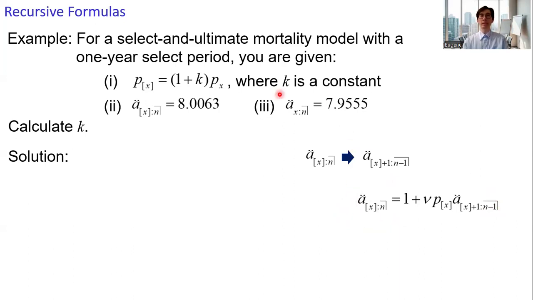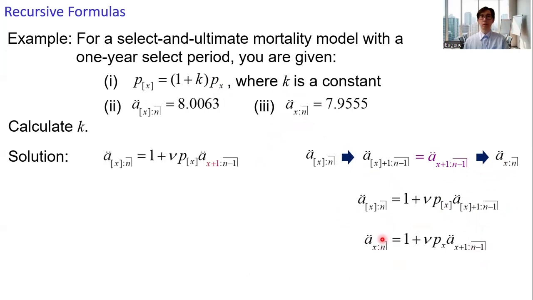And because this is a 1-year select period, the corresponding [x+1] is simply the standard life x plus 1. And from this, we can relate back to ä_x:n using the relationship here. And therefore, we will start with this recursive formula. Here we replace the age [x+1] simply by x plus 1.